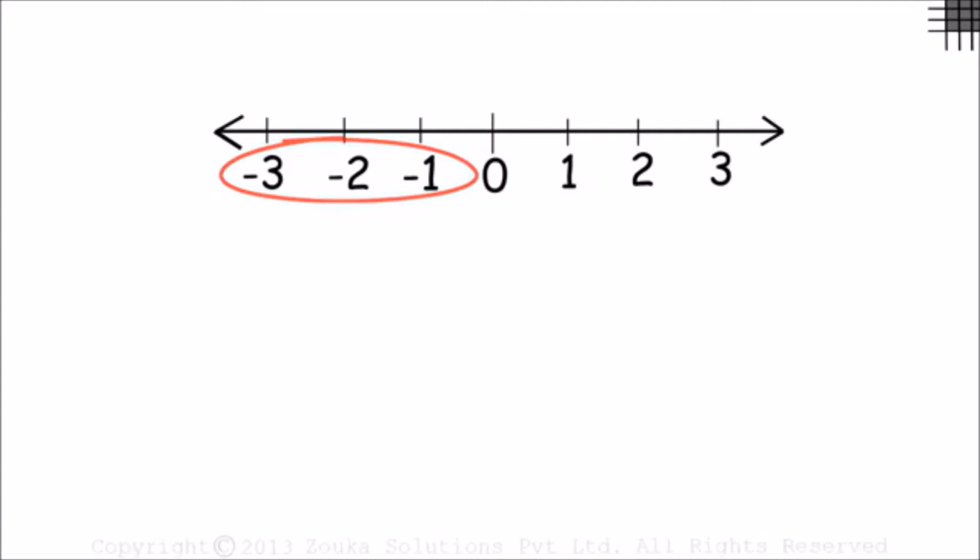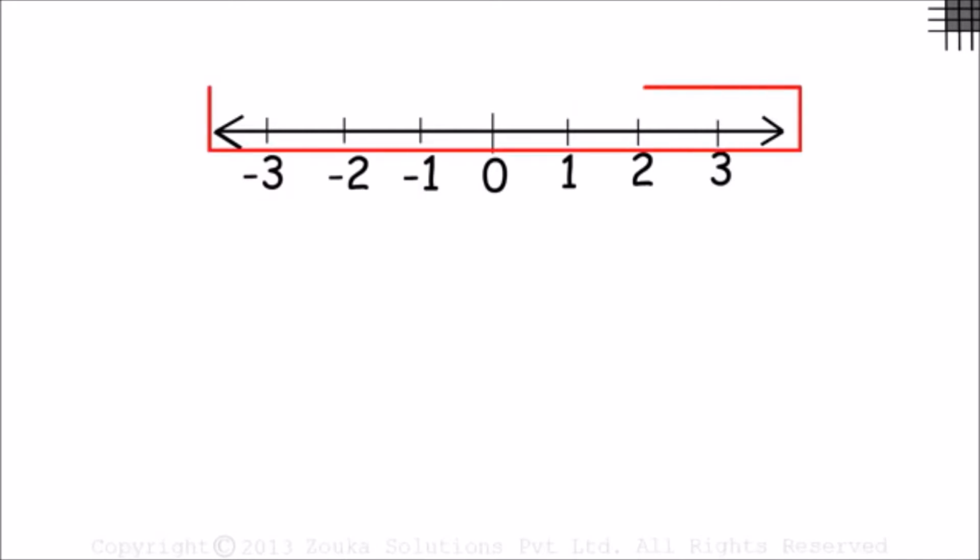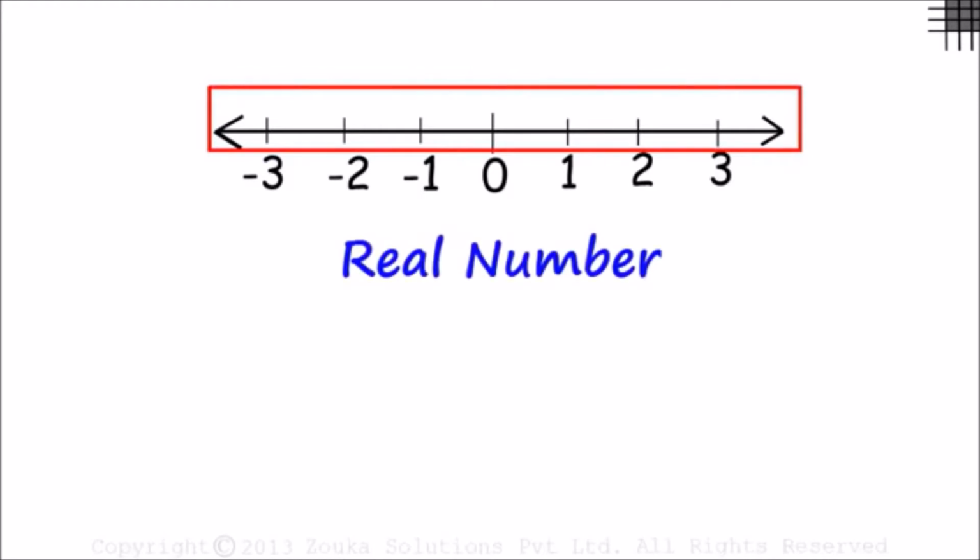And there are a lot of definitions and descriptions about real numbers, but here is the direct one. Any number that can be plotted on a number line is called a real number. Let us look at a few examples.